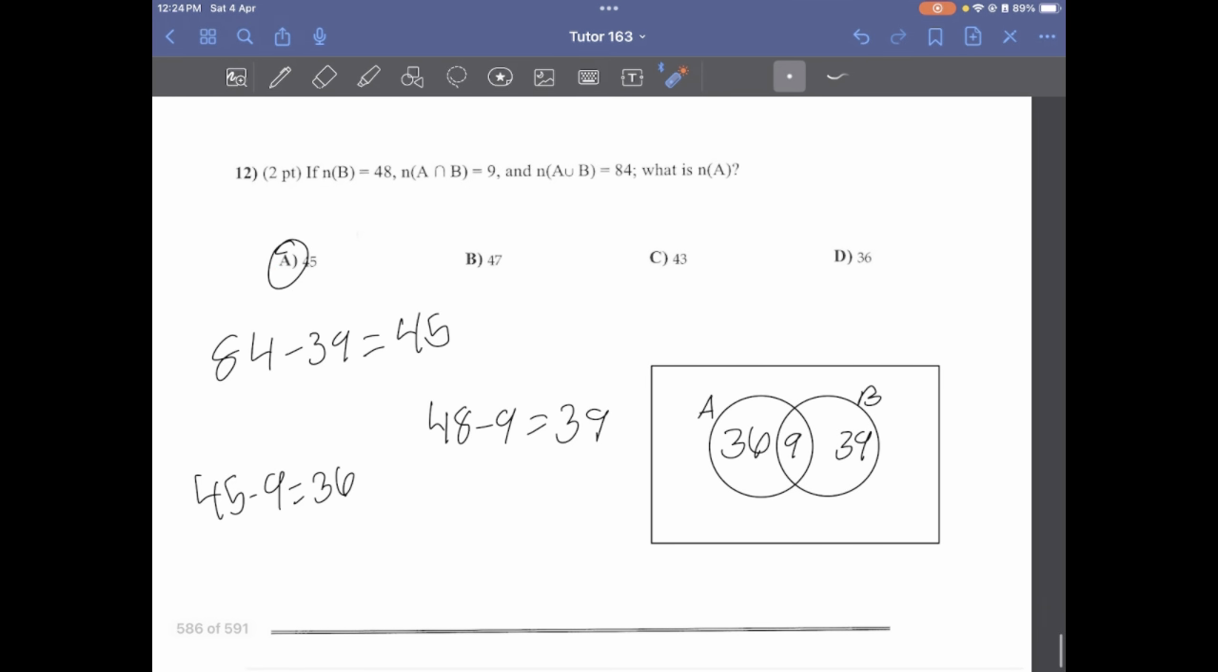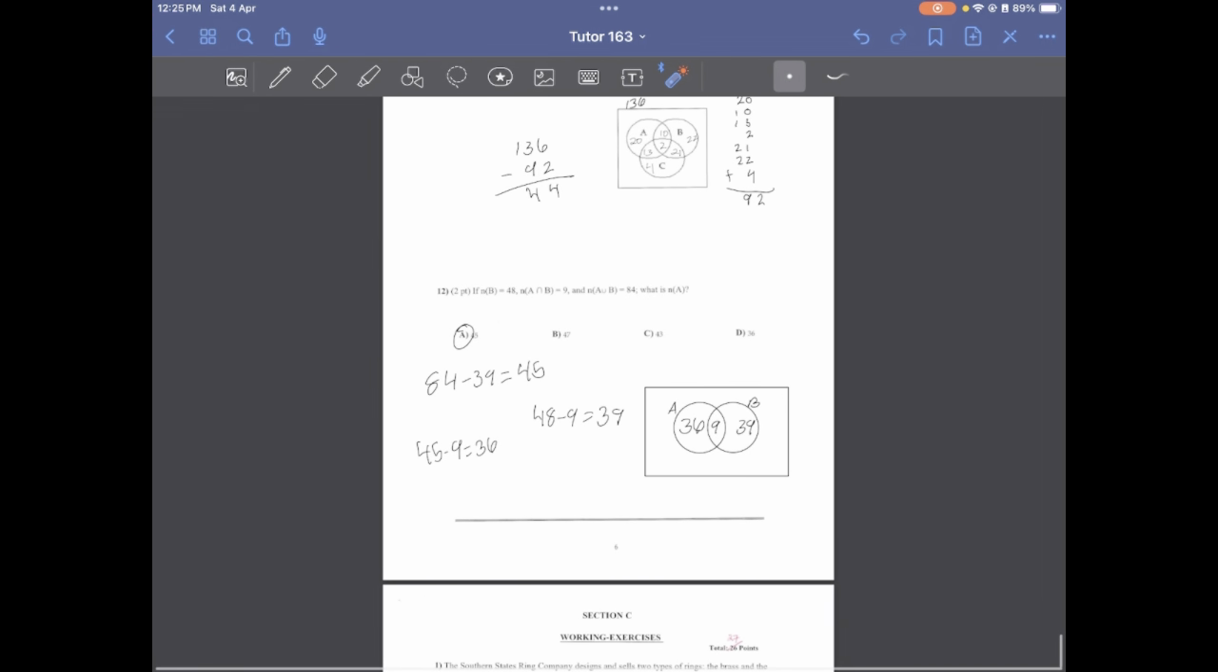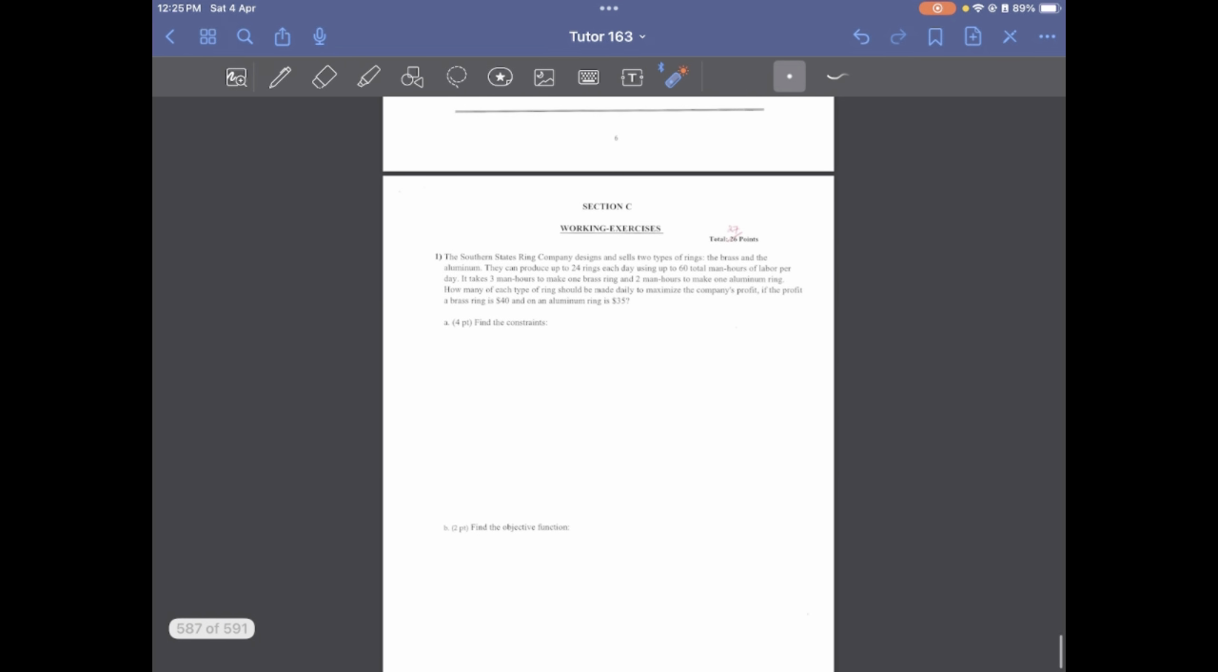And then you see 36 plus 9 plus 39, that's 84. That's the total amount of numbers in A union B. So it all has to match up, okay? All right, that's our sets problem done.